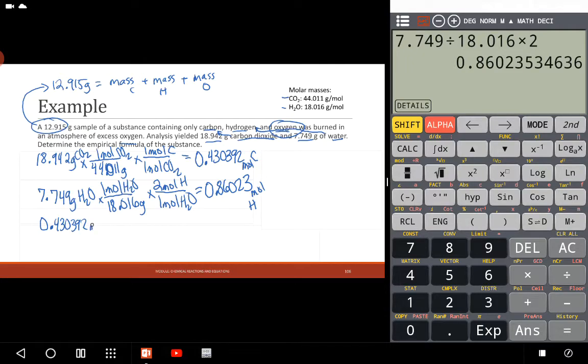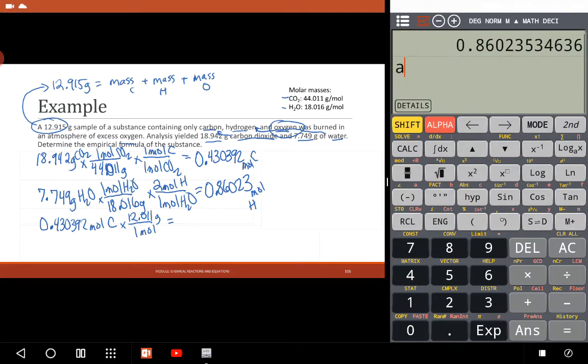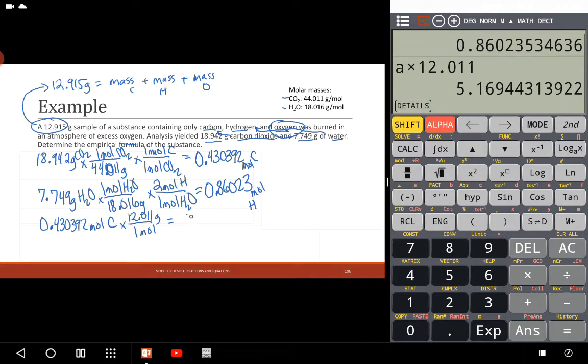So I can take my 0.430392 moles of carbon and convert that back into grams. That is 12.011 grams for every 1 mole. And so I can do alpha A to recall that number. All scientific calculators should have the ability to store numbers, so you should learn how to do that on your calculator.